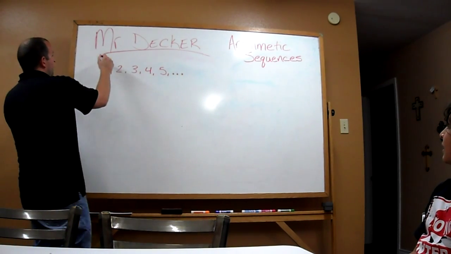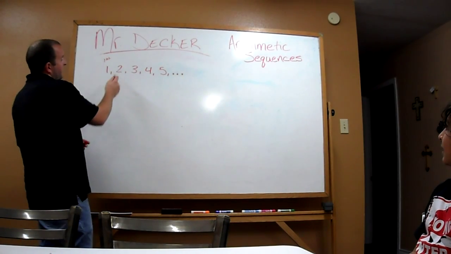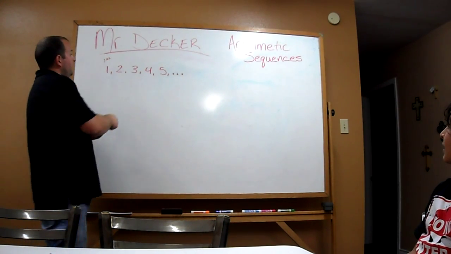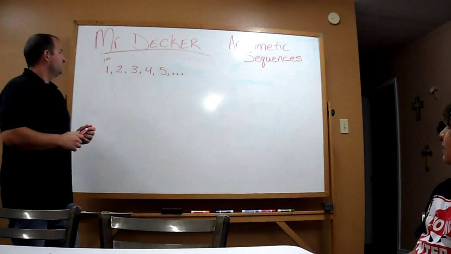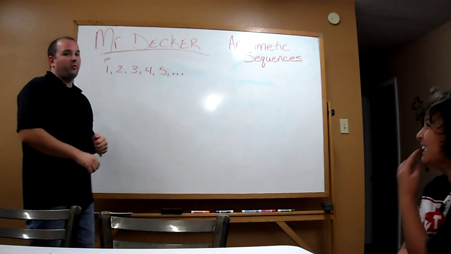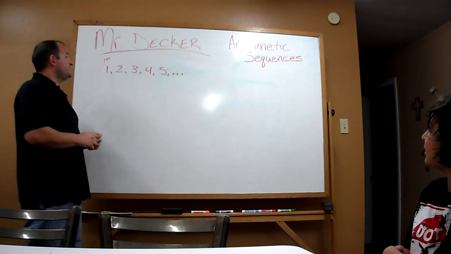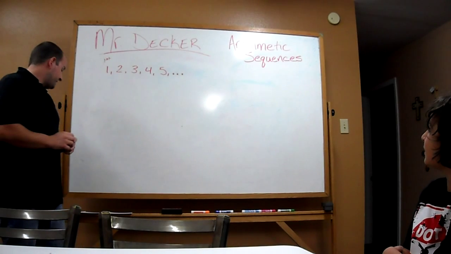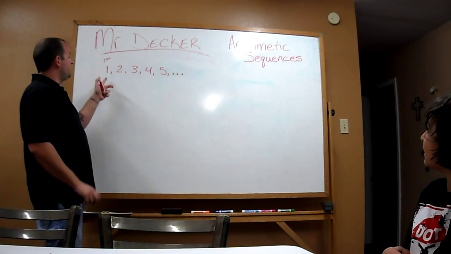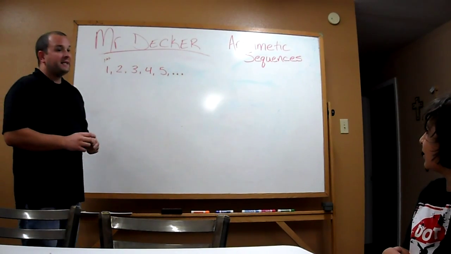So our first term is the number 1. Our second term is number 2. Our third term is number 3, and then so on. In between each number is a common sum. A common sum is the difference between each number by adding or subtracting.